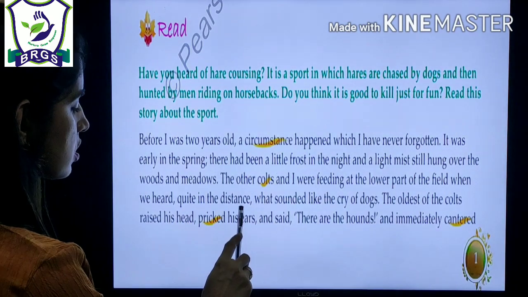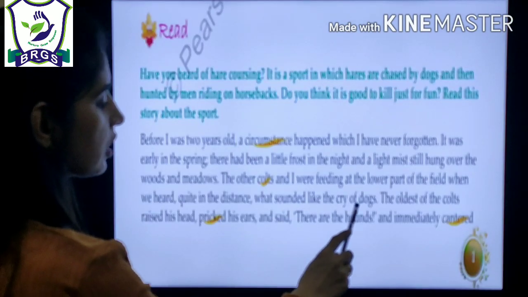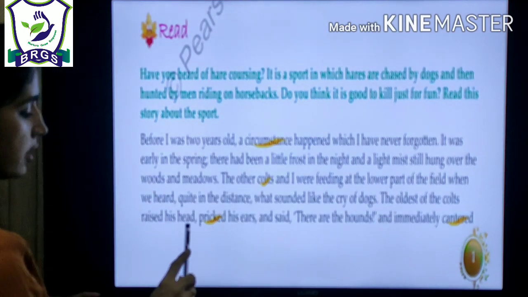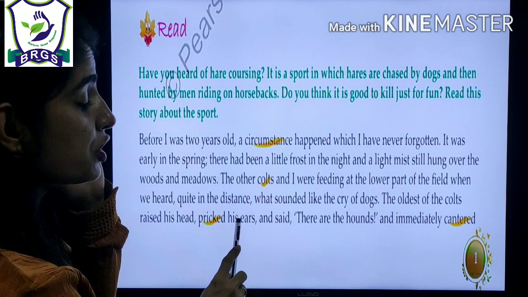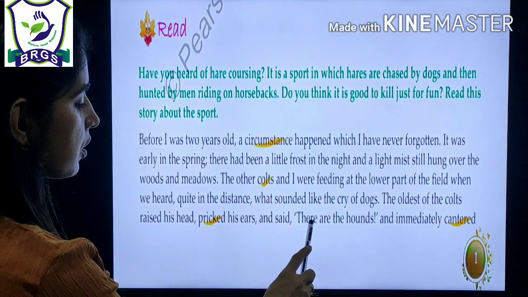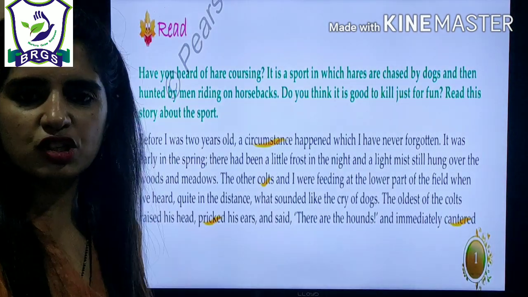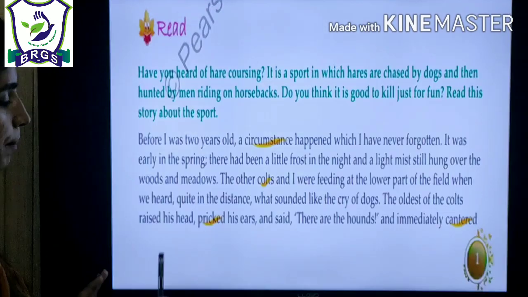what sounded like the cry of dogs. The oldest of the colts raised his head, pricked his ears, and said, 'There are hounds,' and immediately cantered." What happened?